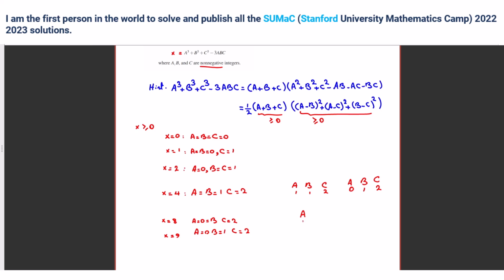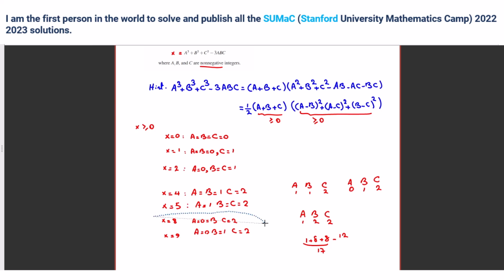A 1, B 2, C 2? Then it is equal to 1 plus 8 plus 8, 17, minus 3 times the product, minus 12. So it's 17 minus 12, 5, right? Yes, sir. And A is 1, B is equal to C is equal to 2, right?